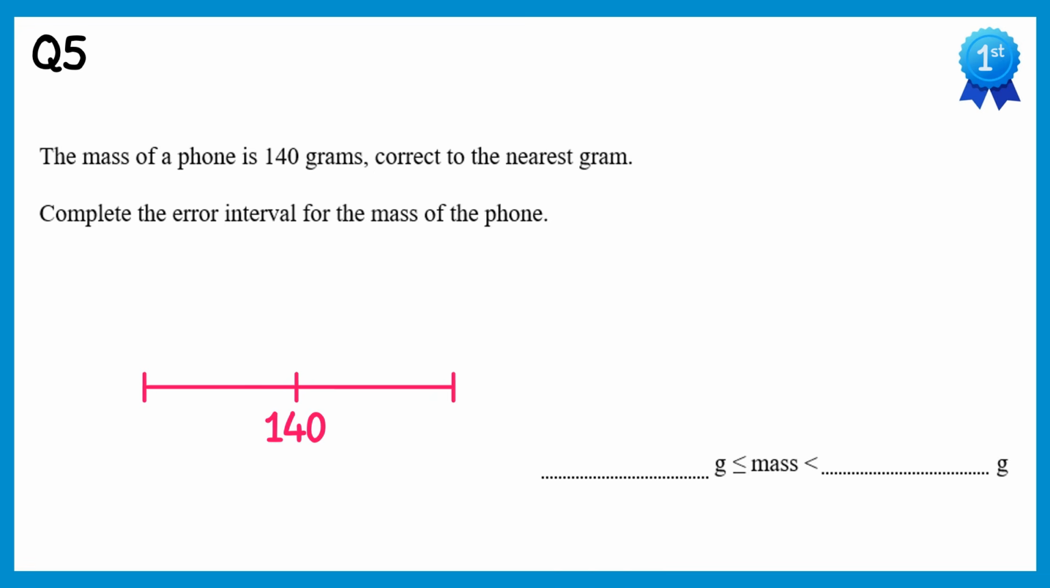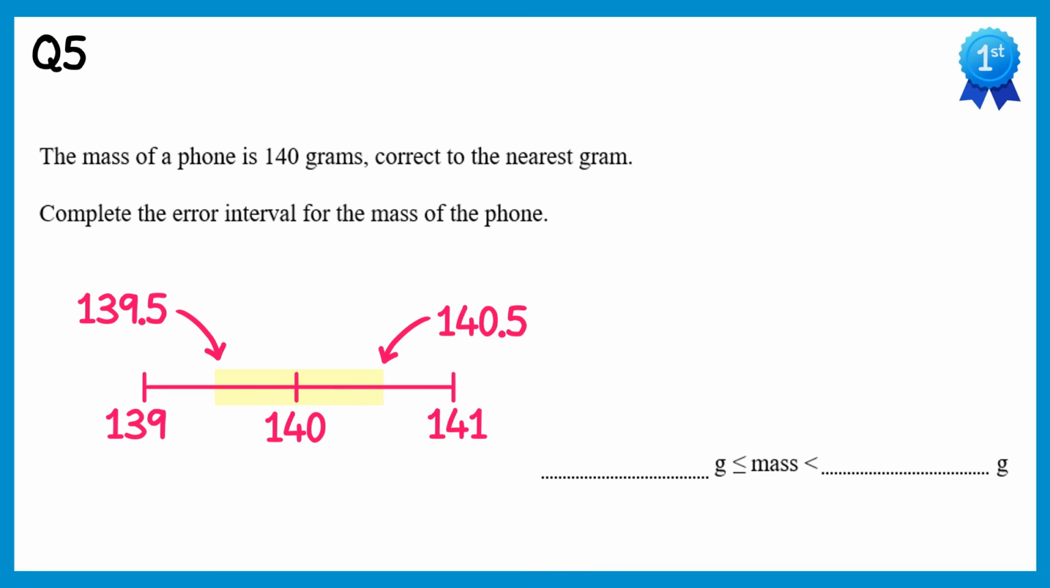Since this was to the nearest gram, we're just going to go 1 gram below and 1 gram above. So 1 gram below 140 is 139, and 1 gram above is 141. Now the error interval will be formed from the numbers that are halfway in between these, so this highlighted bit here. Halfway in between 139 and 140 would be 139.5, and halfway in between 140 and 141 would be 140.5. So those are the upper and lower bounds for the error interval, so it's 139.5 and 140.5.